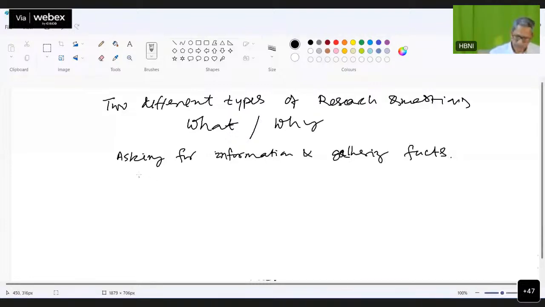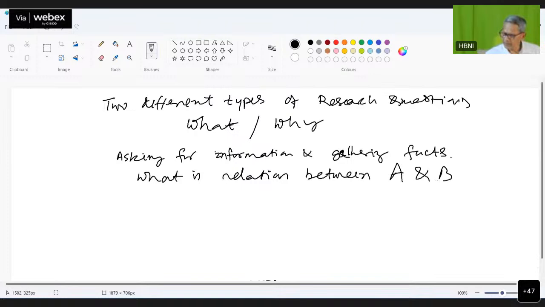Or you want to study what is the relation between A and B. So these are evidences you are asking for, and ultimately maybe you can get an empirical relation finally in your study. These are basically called descriptive type of research.